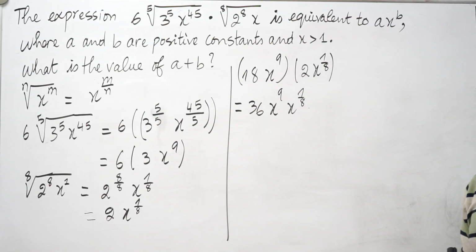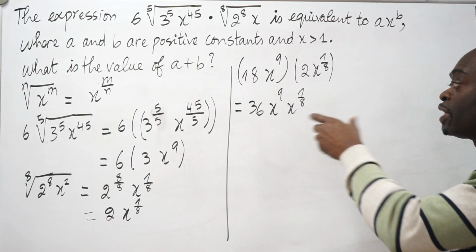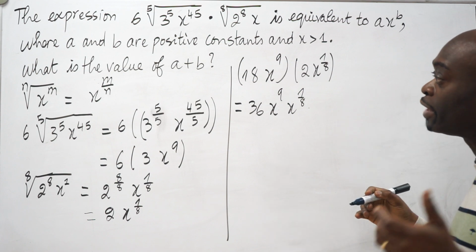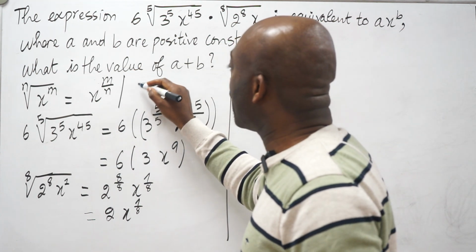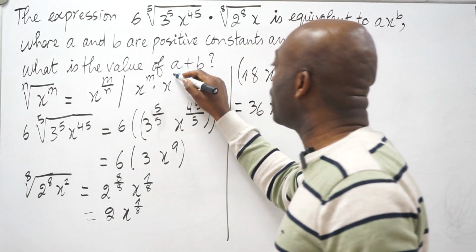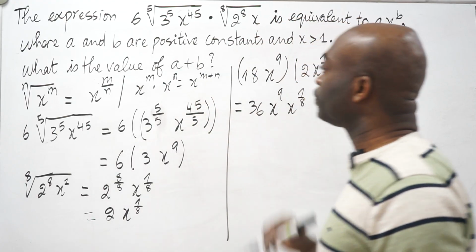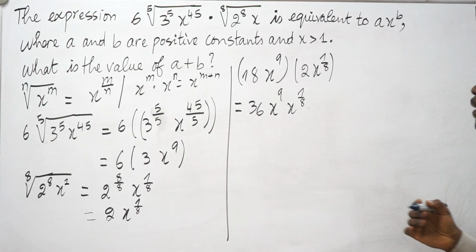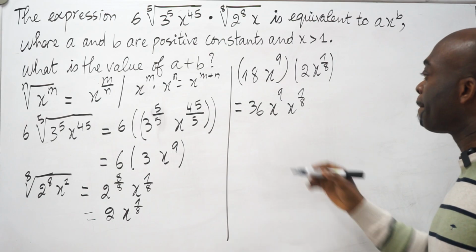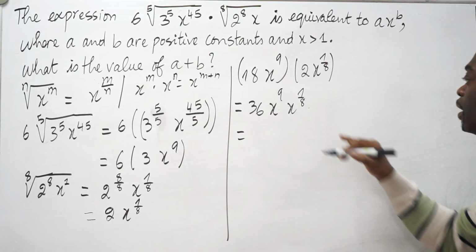So what can we do? We have x and x here, same base, different powers. So what can we do? We add the powers, okay? Because that is doable. Meaning that if you have x to the power m times x to the power n, that is x to the power m plus n, okay? So you can afford to do that. So we're going to add these two together, so 9 plus 1 over 8. What would that give us?